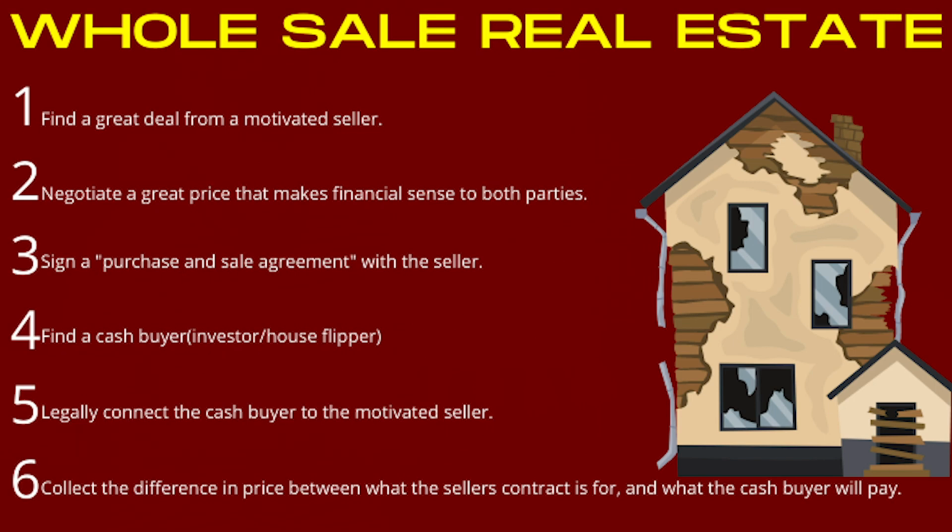There are a bunch of different ways, techniques, and steps you can use to wholesale real estate. But I'm going to show you guys the most popular 6 steps. Number 1 is to find a great deal from a motivated seller. Number 2, negotiate a great price that makes financial sense to both parties. Number 3, sign a purchase and sell agreement with the seller. Number 4, find a cash buyer, which is an investor or a house flipper. Number 5, legally connect the cash buyer to the motivated seller. And number 6, collect the difference in price between what the seller contract is for and what the cash buyer will pay.